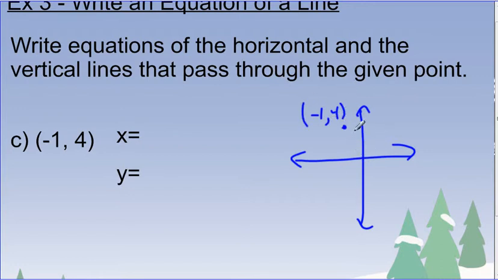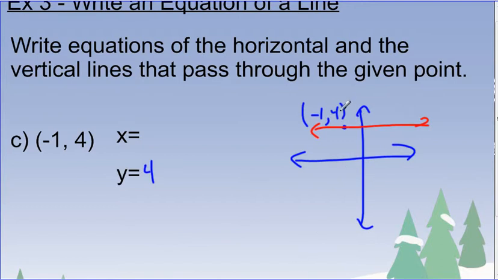Do the horizontal. The horizontal line going through here. It'd be better if I actually went through the point. The horizontal line, all of the y values are equal to 4 because I'd have to go up 4, up 4, up 4, up 4. So the y values are 4.